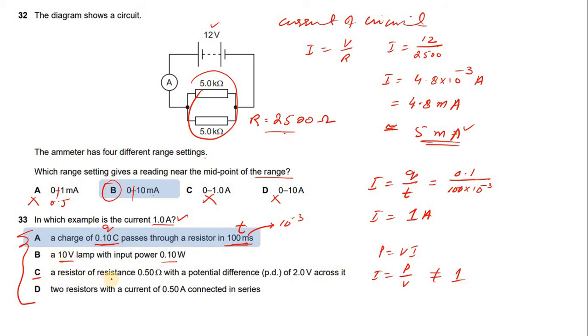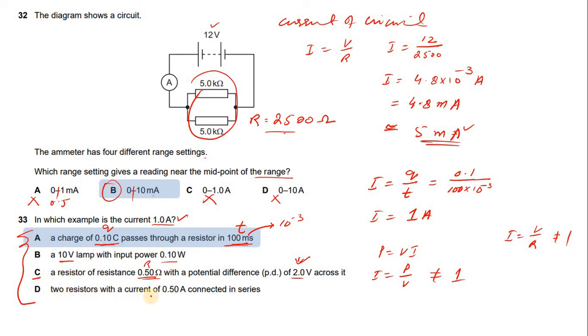Part C, a resistor of resistance 0.5 ohm with the potential difference of 2. So you have resistance, you have a voltage. So you can find I is equal to V upon R. V is 2 and R is 0.5, and it will not be equal to 1. So it cannot be C.